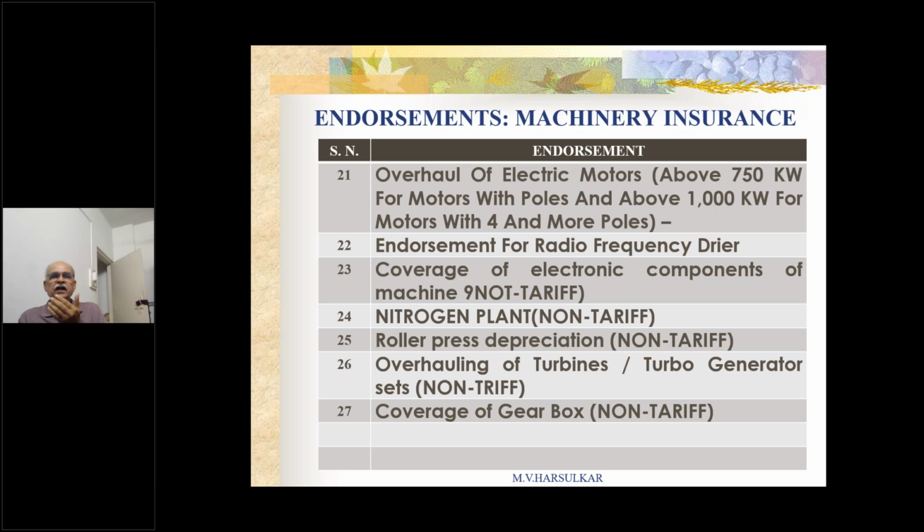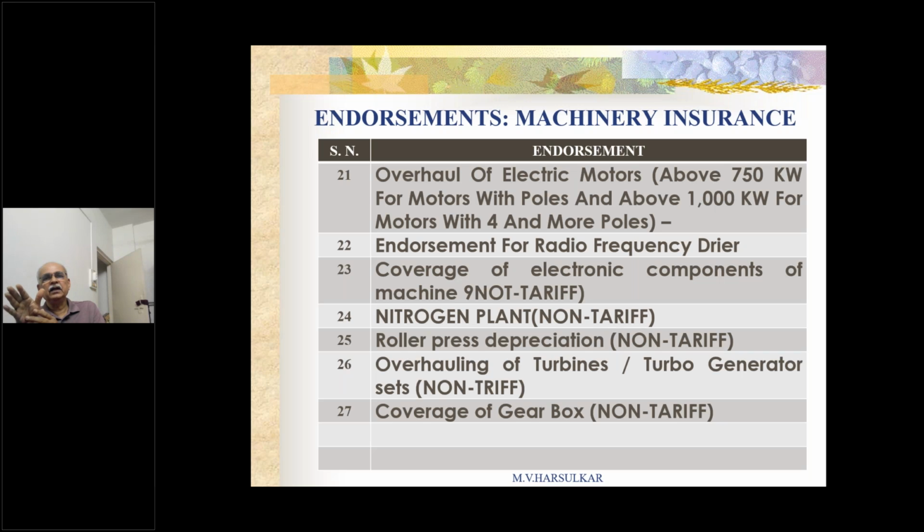Now, many times the insured is not able to plan the overhauling after completion of 32,000 hours. Then he approaches the insurance company asking them to please extend this time from 32,000 to say 40,000 or 36,000, whatever. In that case, the policy condition which says that the turbines are to be overhauled after 32,000 hours needs to be modified. So that modification should be there in the policy.